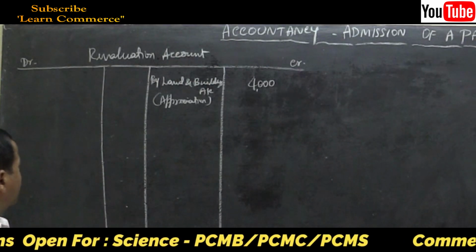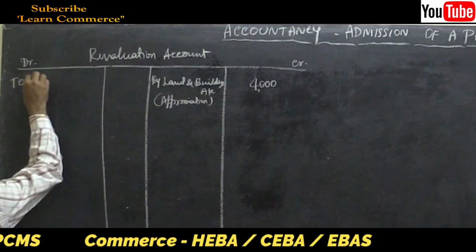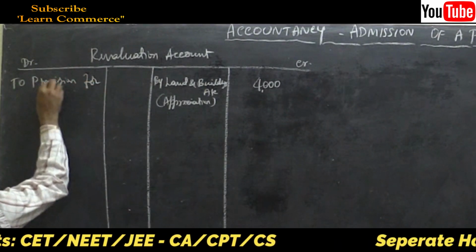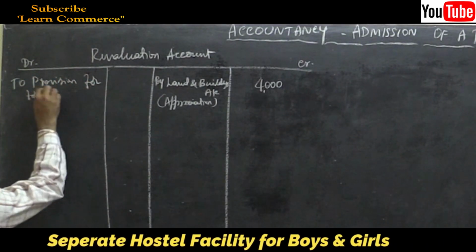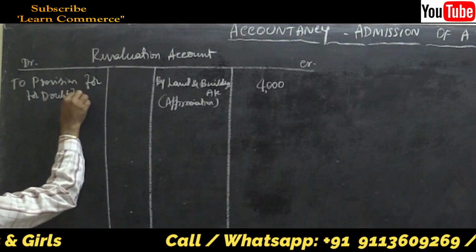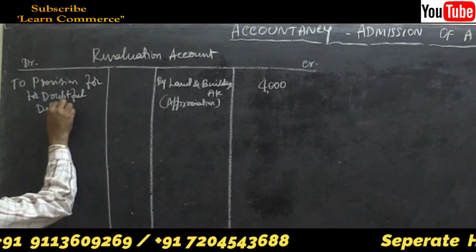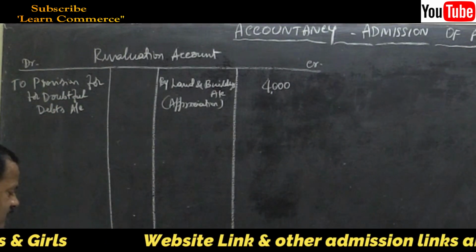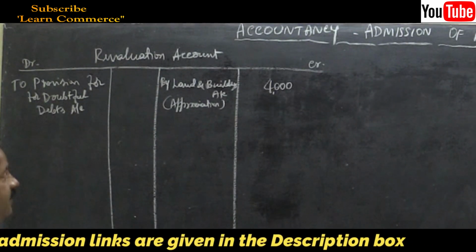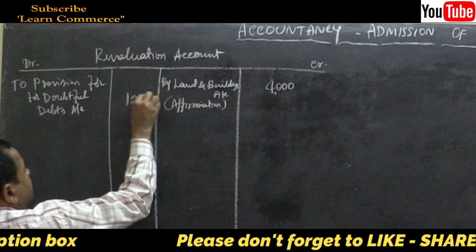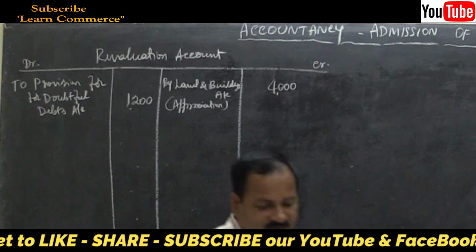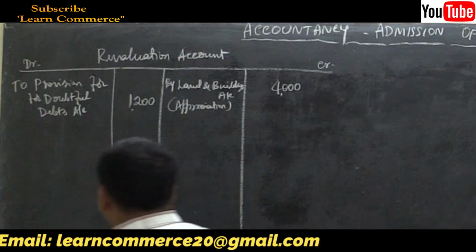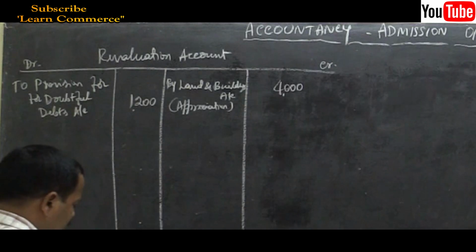Then on the debit side, to provision for doubtful debts account. PDD, provision for doubtful debts account. How much is it? 1,200. It is given in the problem, increased by rupees 1,200.